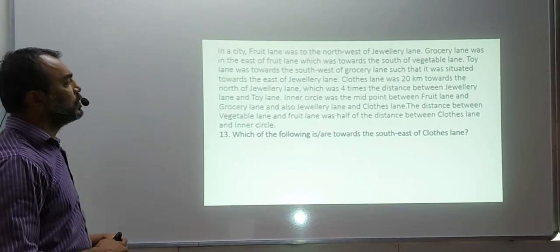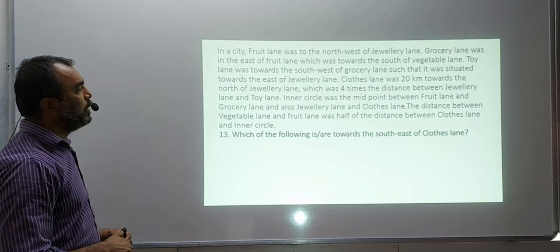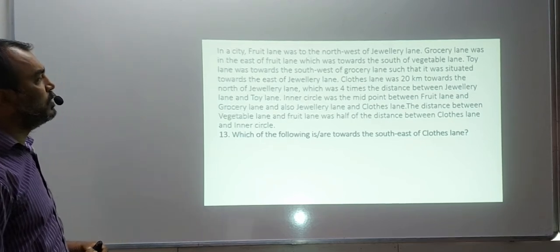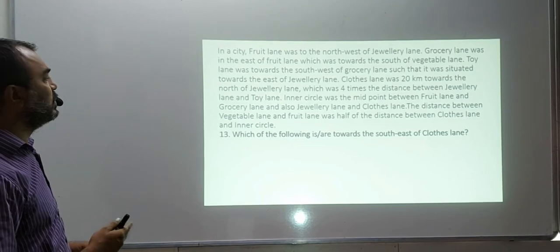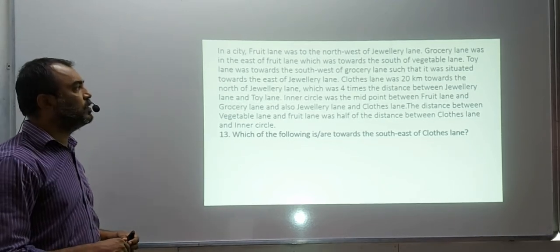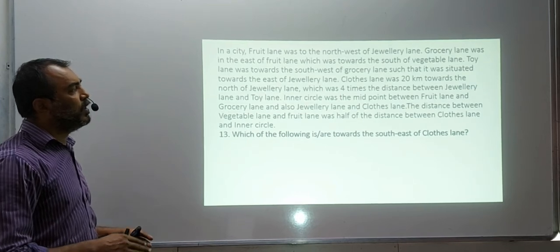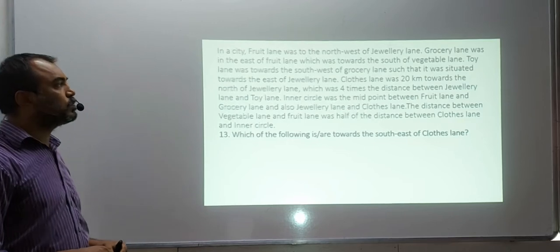and Toy Lane. Inner Circle was the midpoint between Fruit Lane and Grocery Lane, and also Jewelry Lane and Clothes Lane. The distance between Vegetable Lane and Fruit Lane was half of the distance between Clothes Lane and Inner Circle. Now this question is quite a tough one. Data is given, very few measurements are given, and the data is not in order also.